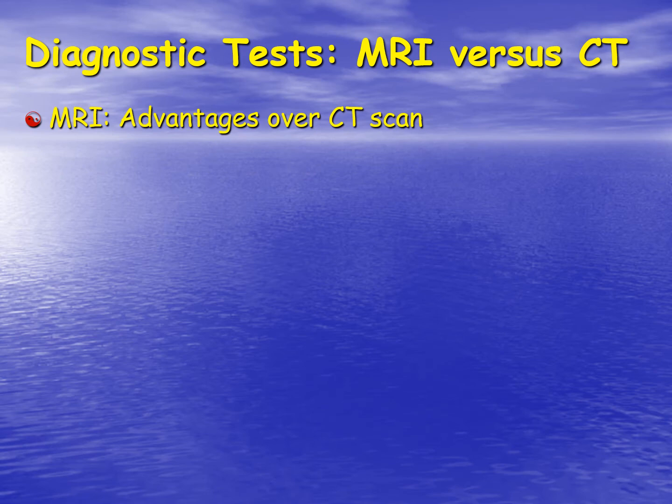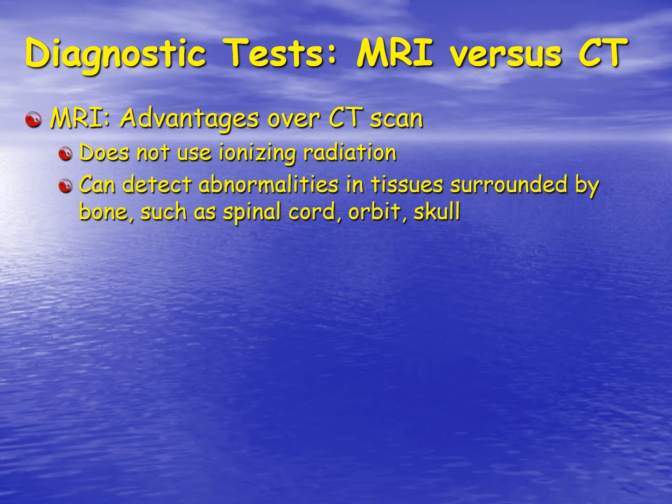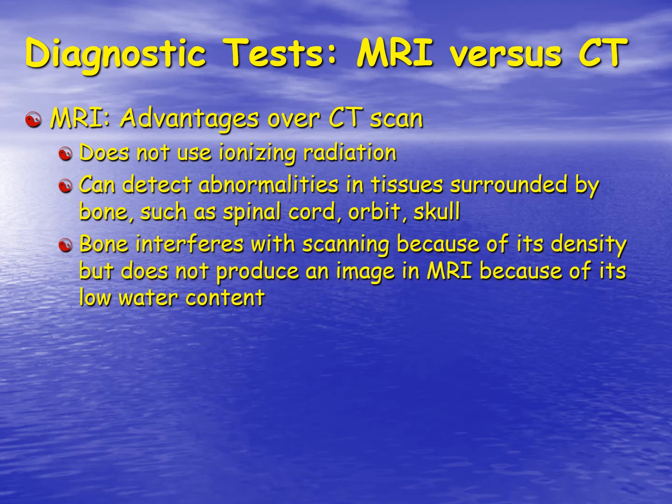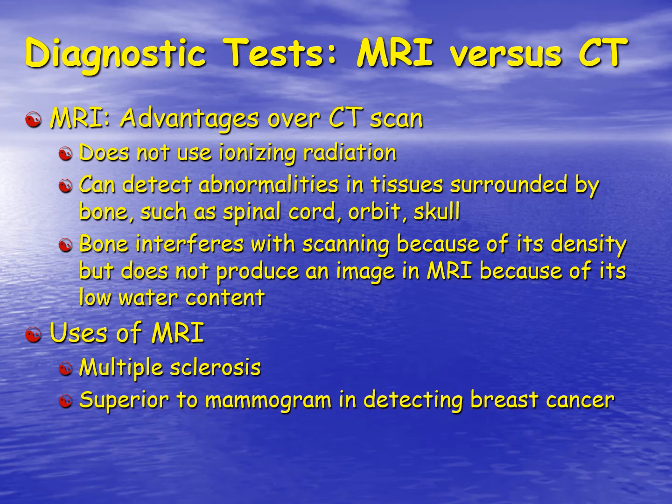So, advantages of MRI over CT scans. We don't use ionizing radiation, and that is a big concern. It can detect abnormalities in tissues surrounded by bone, such as the spinal cord, the bony orbit of the eye, or even within the skull itself. Bone interferes with scanning because of its density, but does not produce an image in MRI because of its low water content. So uses of MRI are going to include things like multiple sclerosis. It's much superior to straight mammograms in detecting breast cancer, and certainly others as well.